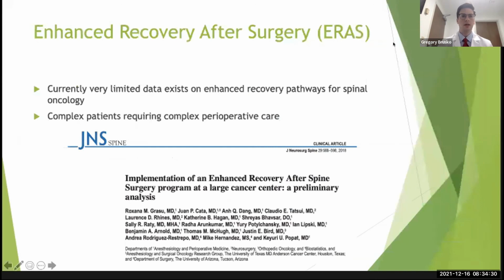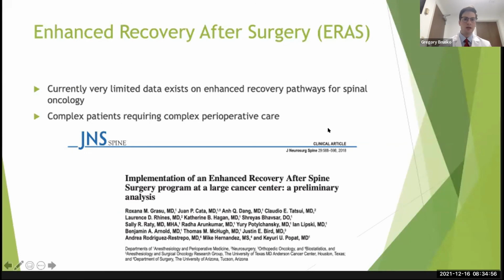And then finally, just to touch on enhanced recovery after surgery. It's a topic dear to my heart. I spent a lot of time developing the program here, and I think it is very valuable, not only in general for spine surgery and neurosurgery as a whole, but currently there's very limited application and data regarding ERAS programs for spinal oncology.